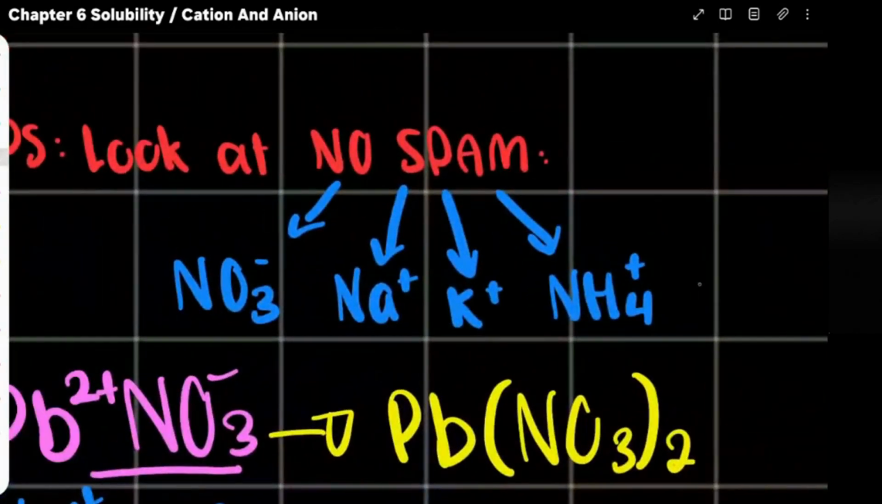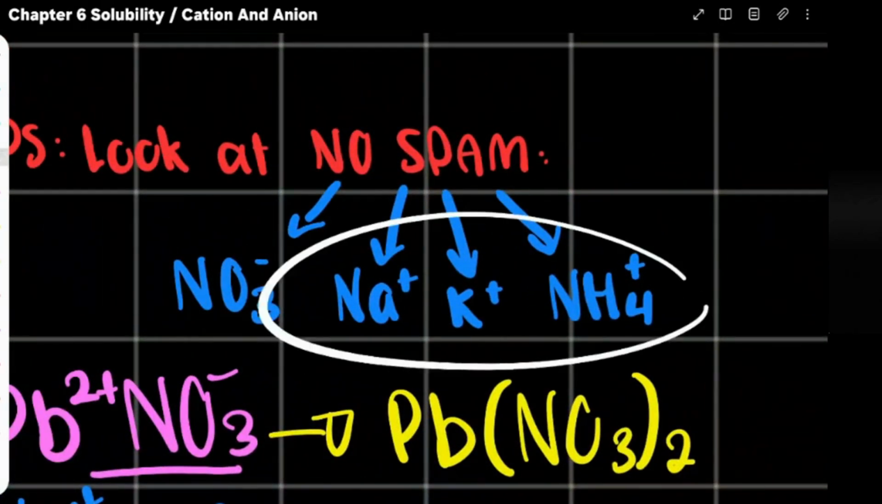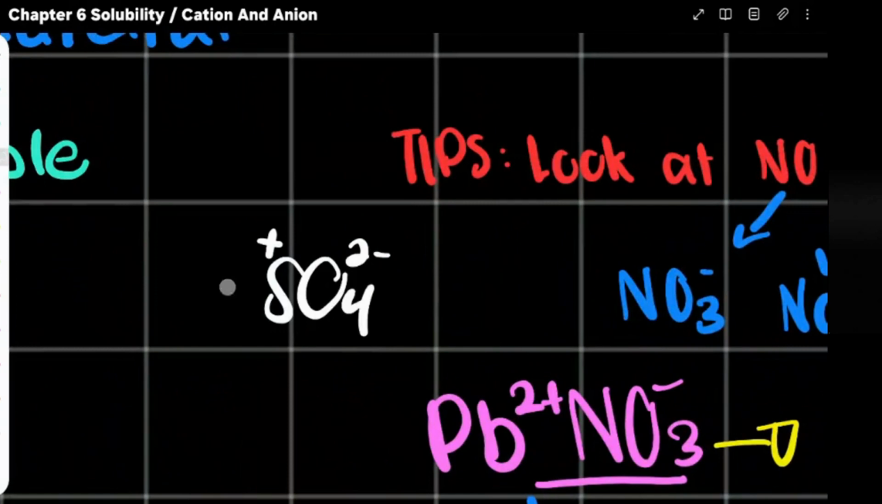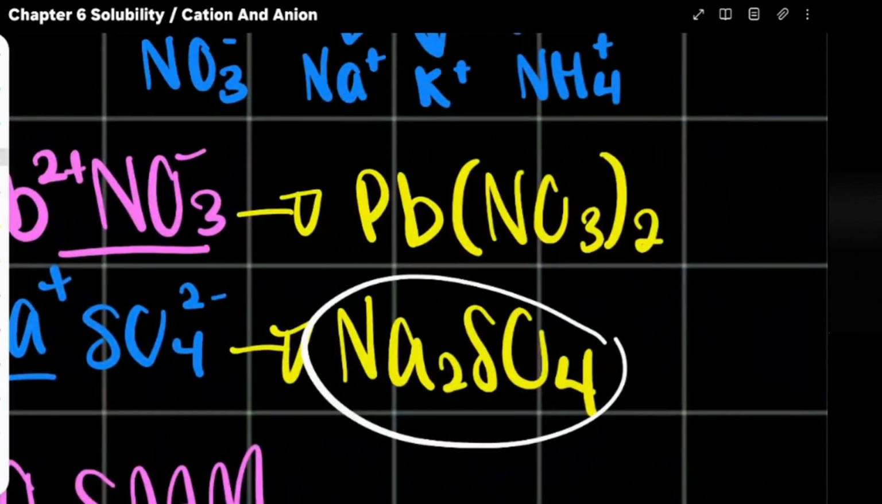Look at no spam. Which positive can we use? Negative, we can use any. So I'm just going to use Na, okay? And then to balance this, it is plus 1, right? So for Na, you have to put 2 here. So this will be balanced. Look here. Ta-da! Simple, right?